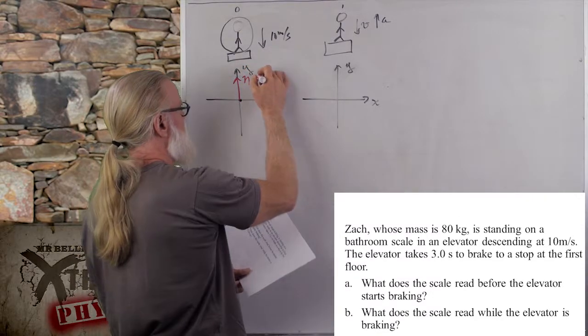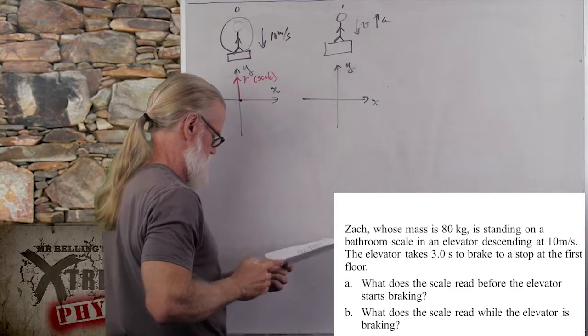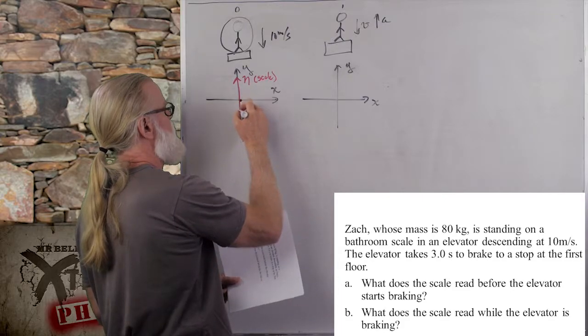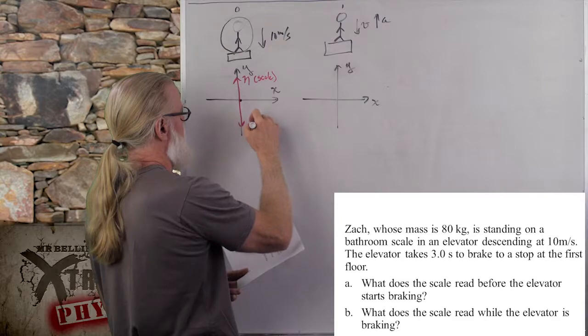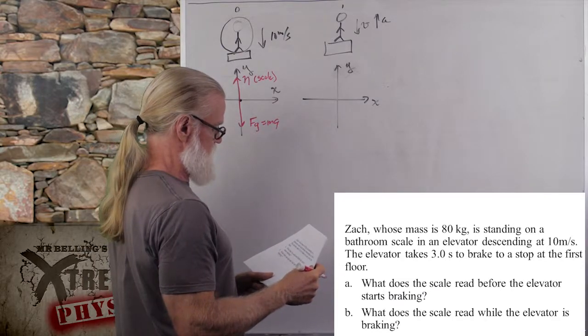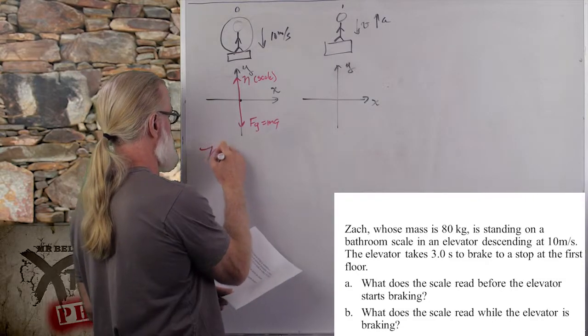There's the scale reading. And then downward we have the force of gravity. So that's pretty straightforward. Fg equals mg. What was the question? What does the scale read? So what's the normal force equal?